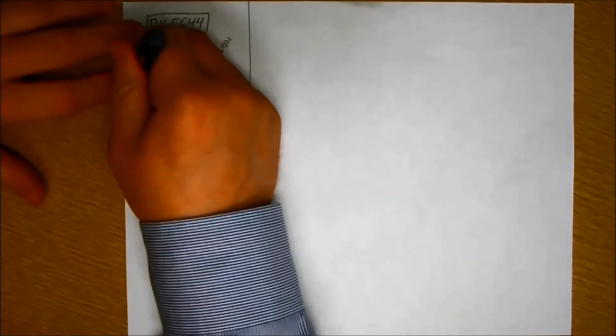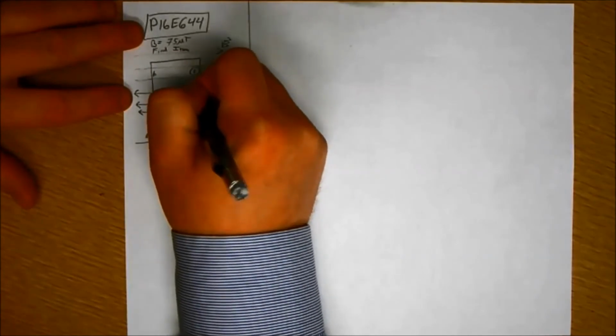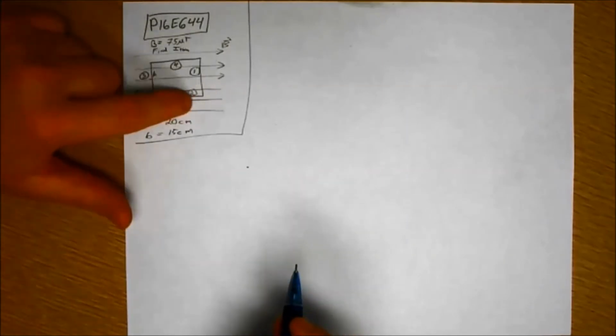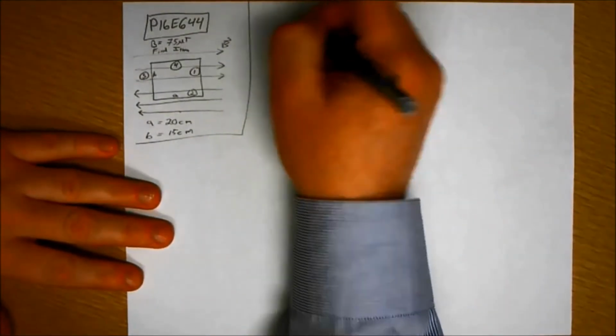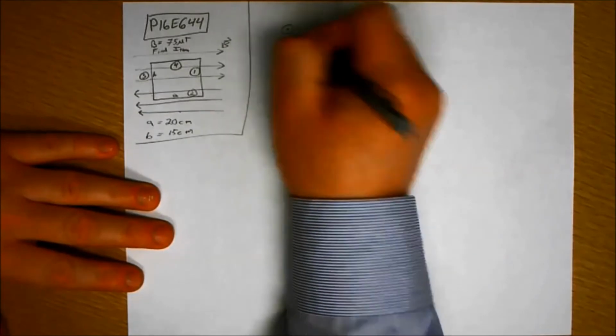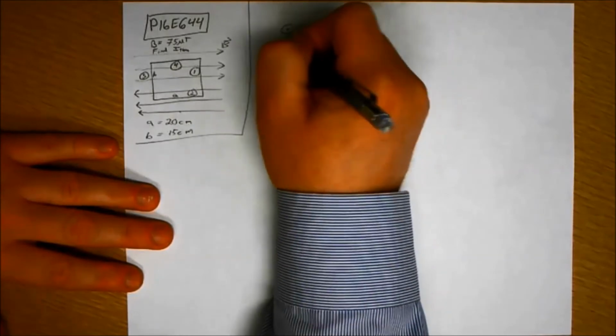So I'm going to first label all the sides. Let me use the convention I used before. So I'm starting here, 1, 2, 3, 4. Side 1, 2, 3, and 4. Why is this useful? So let's say you have a very complicated situation. Let's say you have a current running through a wire, another wire, here's a wire running the opposite direction, here's another one running out of the page, here's another one running in the opposite direction.